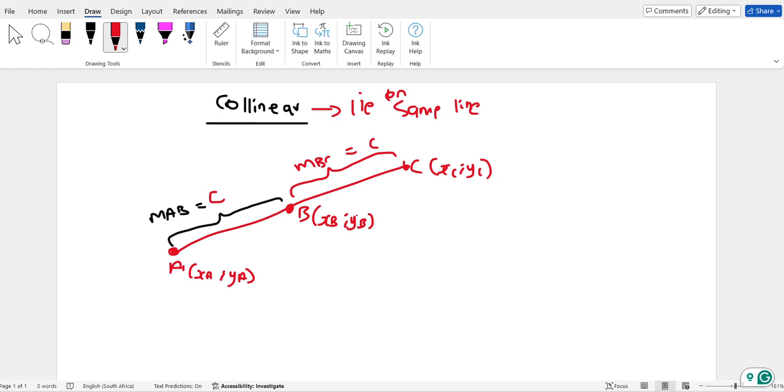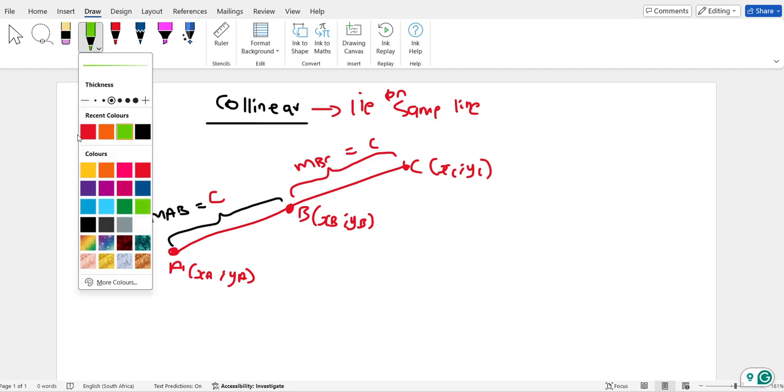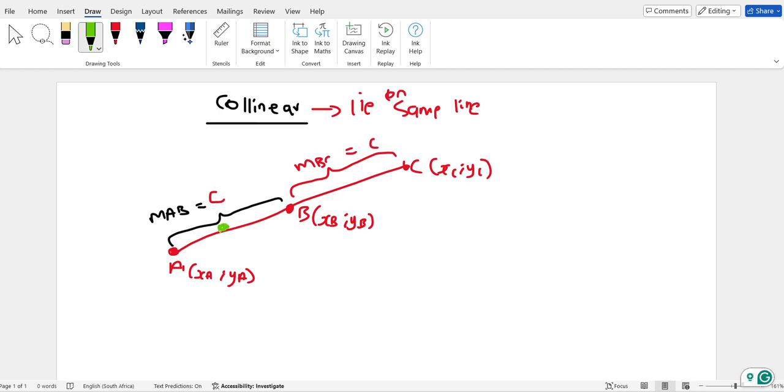So the gradient of any 2 points that lie on the same straight line is equal. So if I find the slope of AB to be 3, the slope of BC must also be 3. And the slope of AC must also be 3 because these points lie on the same line. Even if I take some imaginary coordinate here, and let's call this D, and another coordinate here which is F, m of DF will still be equal to C. Why? Because it lies on the same straight line. So in short, this is how we can evaluate collinear points. These are points that lie on the same straight line.